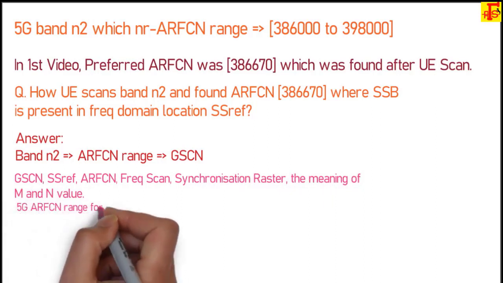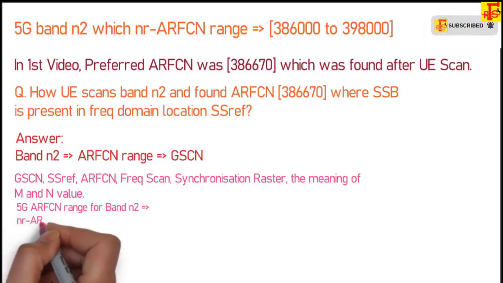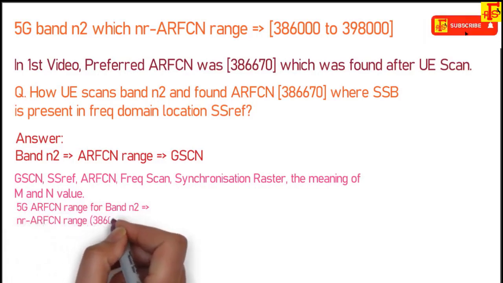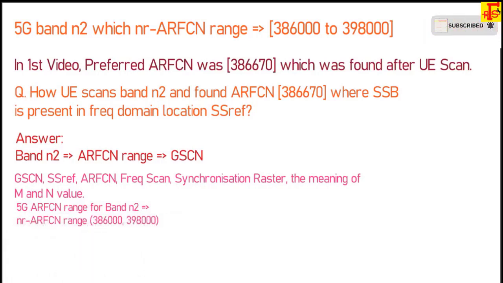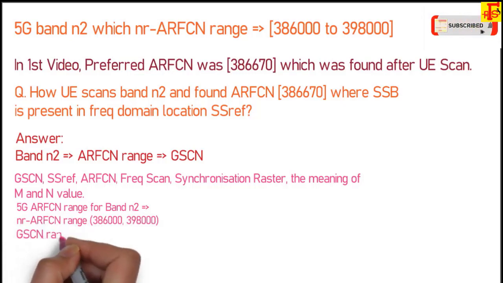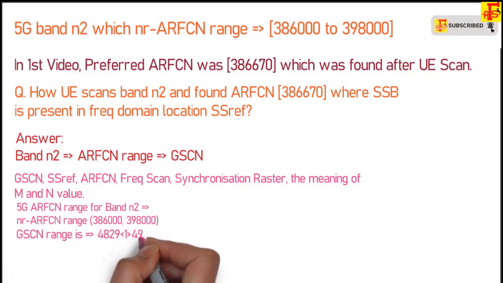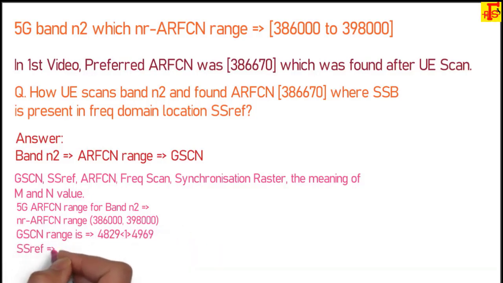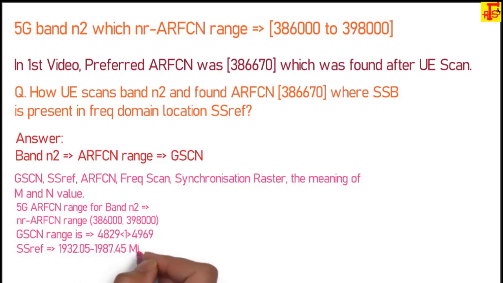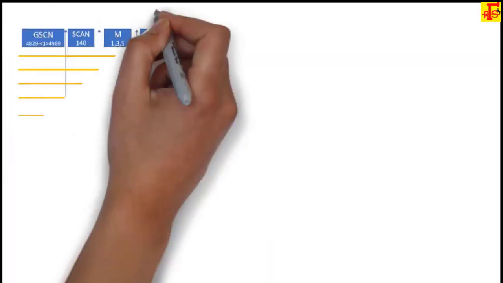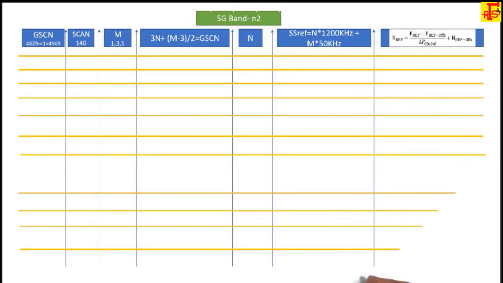The 5G ARFCN range is fixed: NR-ARFCN range is 386,000 to 398,000. GSCN range is 4829 to 4969, and 1 is the step. SSREF range is 1932.05 to 1987.45 megahertz. So in this table, these parameters are related to each other.